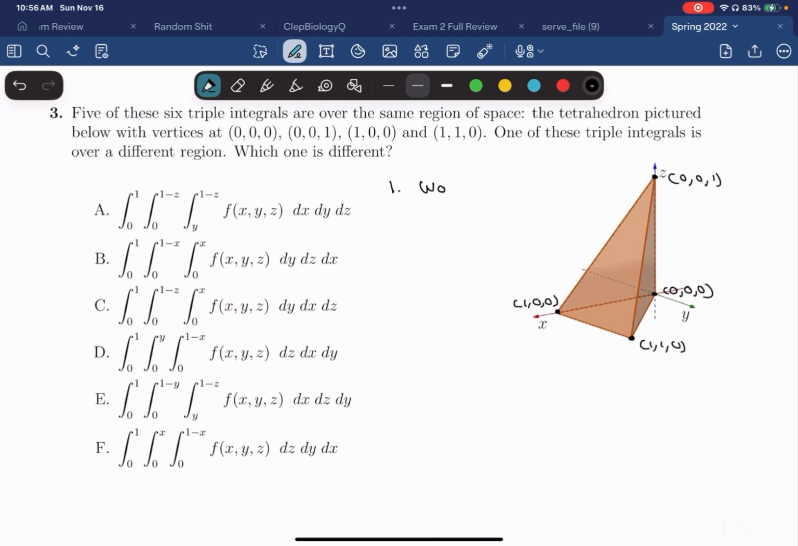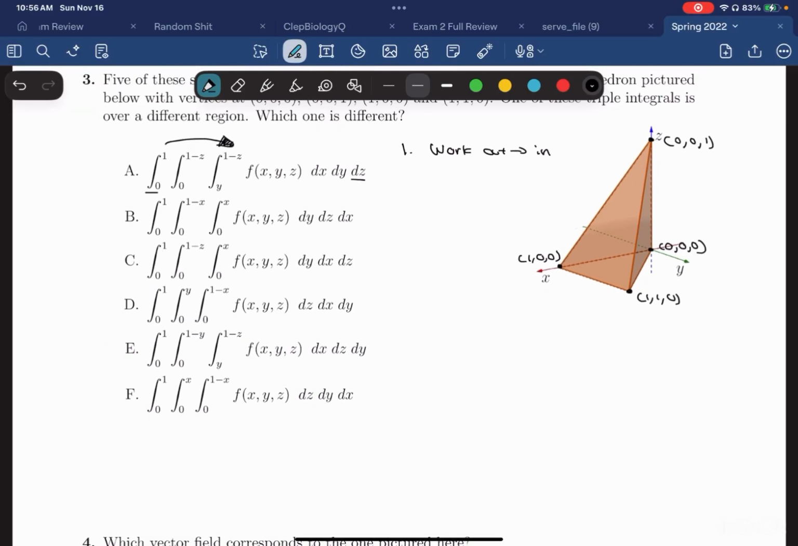Work out in. So that means work from the outer boundary to the inner boundary. In this case, how I'm going to do this is I'm just going to look through this, see what might look weird. None of these look wrong to me, so we have to work in.